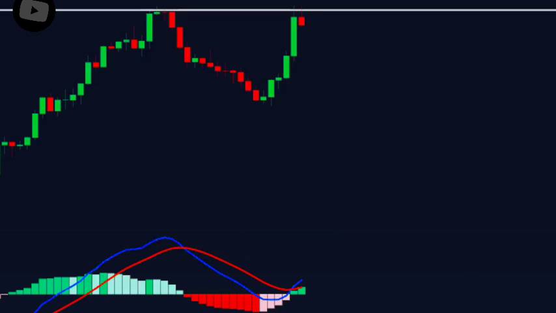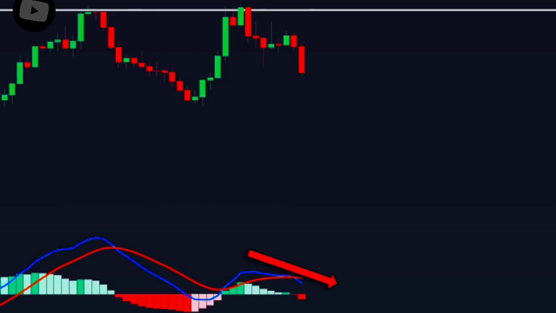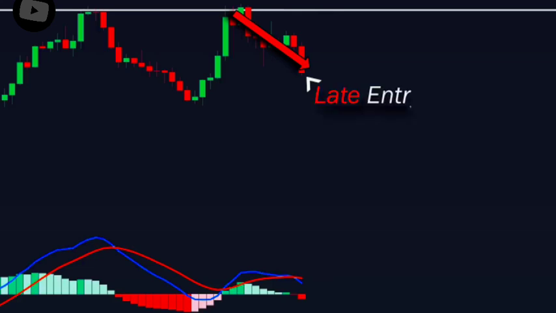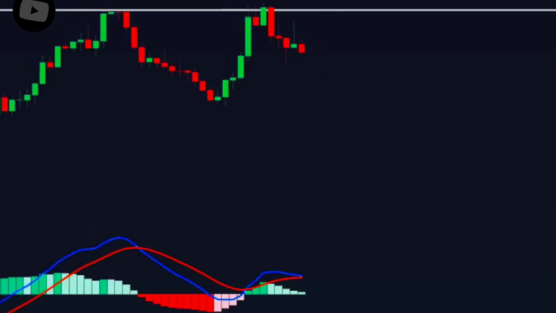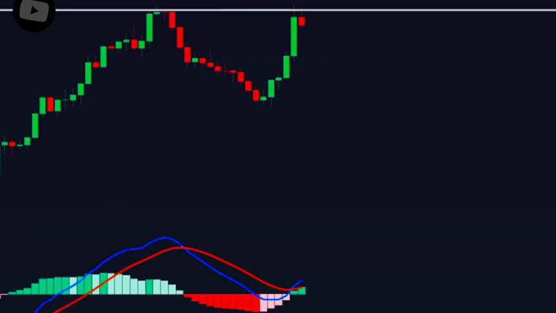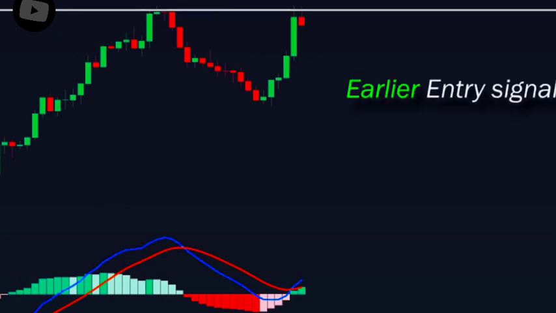Now, what most traders will do is that they'll actually wait for the MACD to cross over downwards before taking a short position. However, by doing this, notice that the downwards movement has already been made and you would have entered in late. And so a secret trick that I use to get an earlier entry signal is by zooming in 2 time frames below.